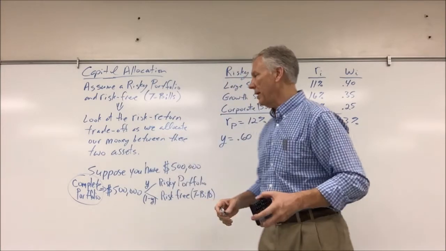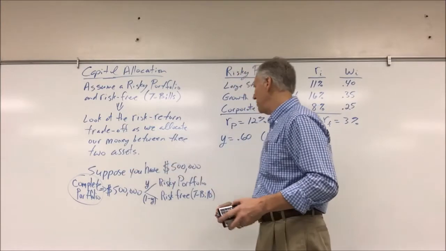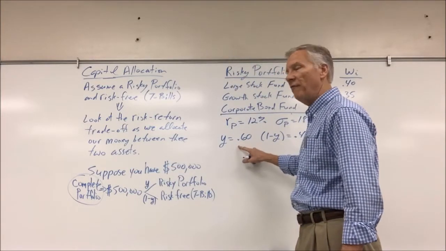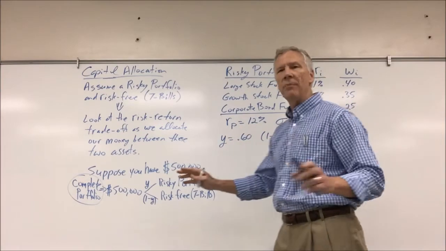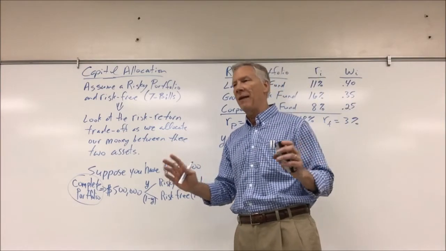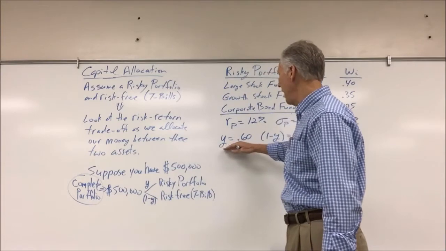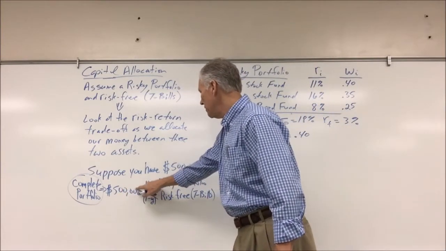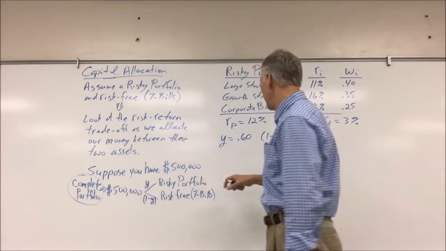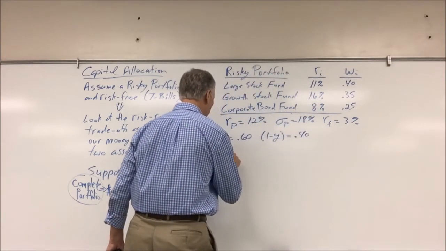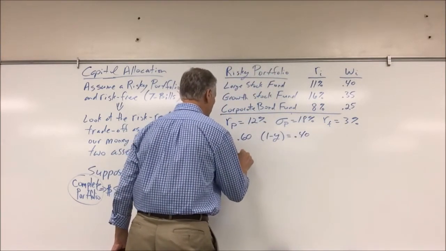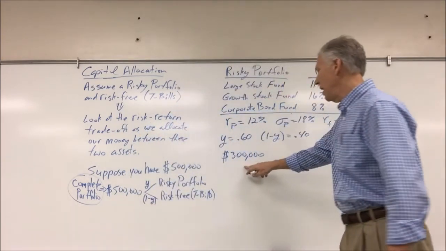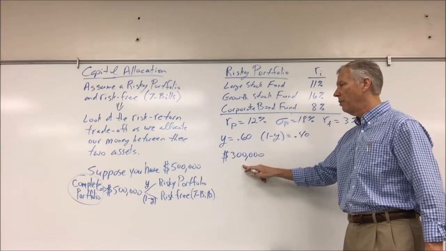So what does that mean again? Let's go back and keep this definition up here. Y is the percentage of our complete portfolio. The complete portfolio is the total amount of money we have to invest. That's the percentage of that amount we're going to put at risk. So I'm going to put 60% of this money at risk. Obviously, that means $300,000 is going to be put at risk in the risky portfolio.